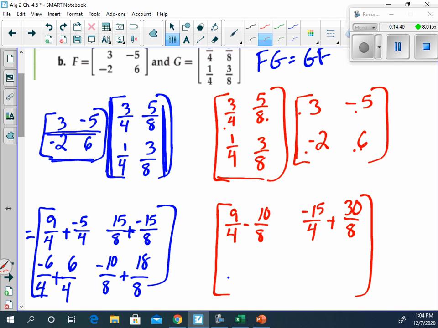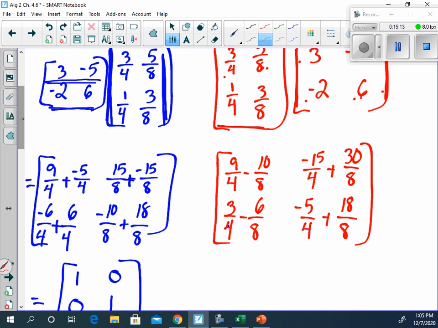Okay, now we're going to go to the bottom row. 1/4 times 3 is going to be 3/4. 3/8 times negative 2 is going to be negative 6/8. And lastly, over and down, 1/4 times negative 5 is going to be negative 5/4. And 3/8 times 6 is going to be plus 18/8. I know I went a little bit quicker with that one, but essentially we're doing the same thing, over, down, over, down.